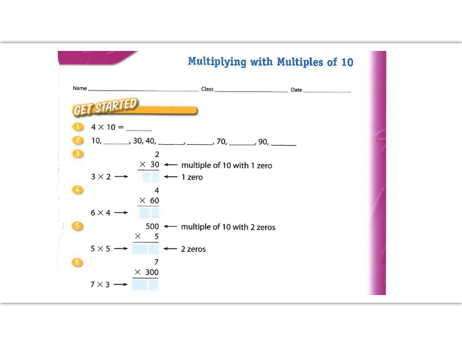So let's get started. 4 times 10 is 40, multiplying by 10s. So then if we count by 10s, we have 10, 20, 30, 40, 50, 60, 70, 80, 90, 100. Those are all multiples of 10 because you're counting by 10s.